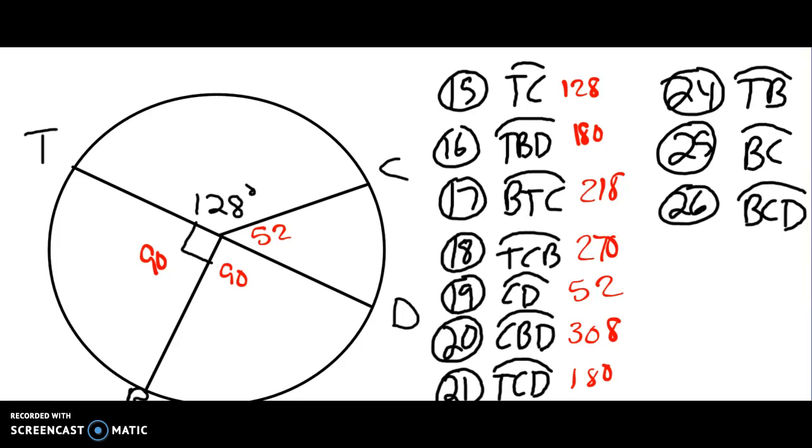The next one, T to B, I know is 90. B to C, I add 90 and 52. So from B to C, it's going to give me 142. And then B to C to D is everything but the 90, so that's 270.